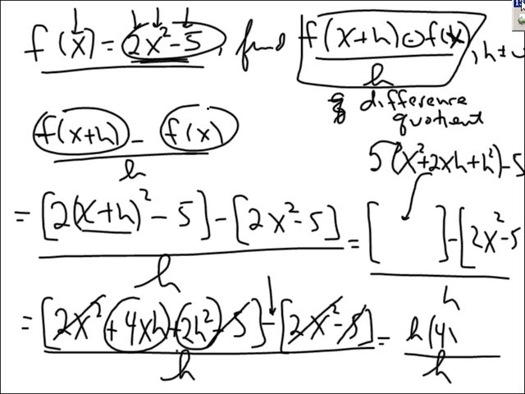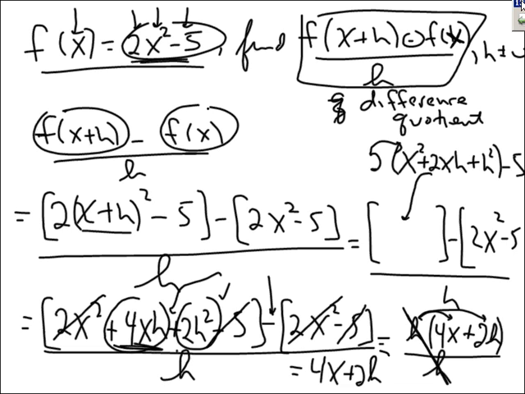4x times h is 4xh. Plus, because it does say plus right there, 2h times h is 2h squared. It's exactly right. Since h is not 0, this cancels out, and what's left over is your answer, namely 4x plus 2h.